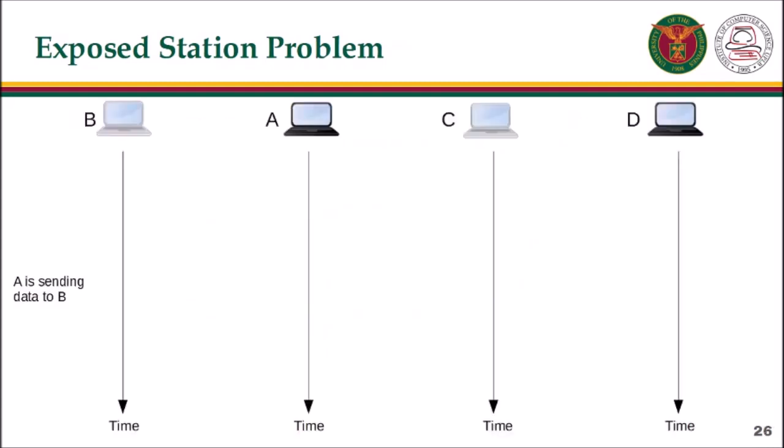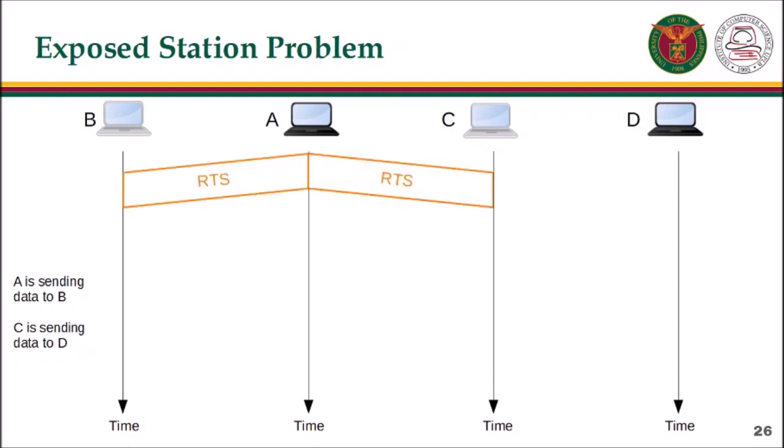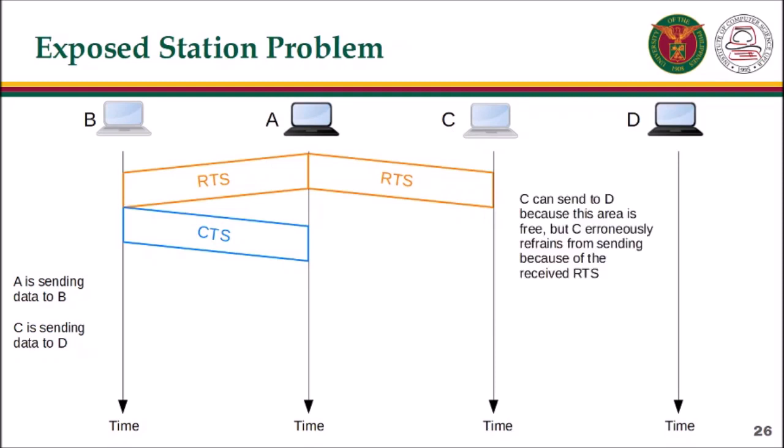Here, Station A is transmitting to Station B. Station C has some data to send to Station D, which can be sent without interfering with the transmission from A to B. However, Station C is exposed to transmission from A. It hears what A is sending and thus refrains from sending. In other words, C is too conservative and wastes the capacity of the channel.